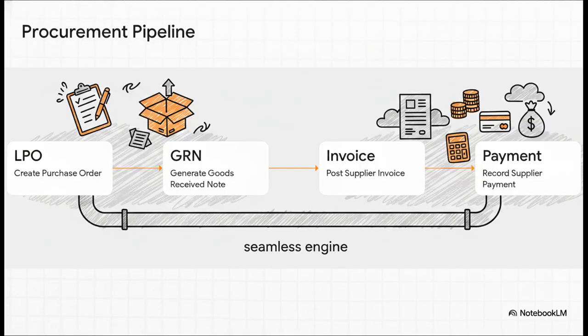So, putting all of this together gives us a pristine 4-step procurement pipeline. Step 1, you create the LPO. Step 2, the physical goods arrive and you generate the GRN. Step 3, you post the supplier invoice. And the best part? This system auto-populates this based on what you just physically received, totally saving you from tedious manual data entry. And finally, Step 4, you record the supplier payment, whether that's cash, bank transfer, or a check. It is literally a seamless engine, linking the very first order all the way to cash leaving your bank account.